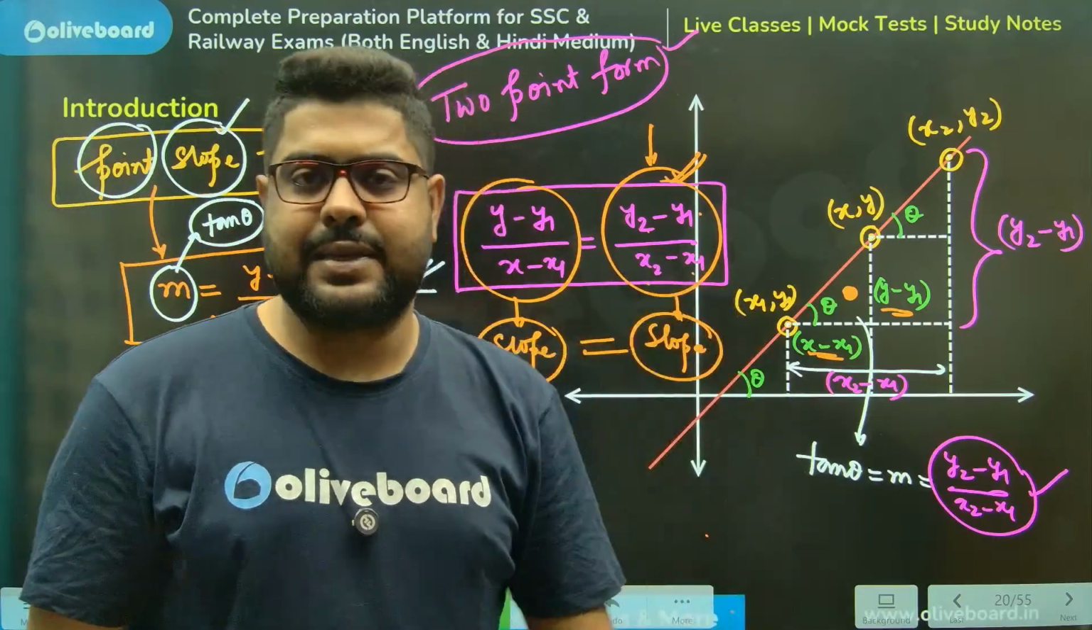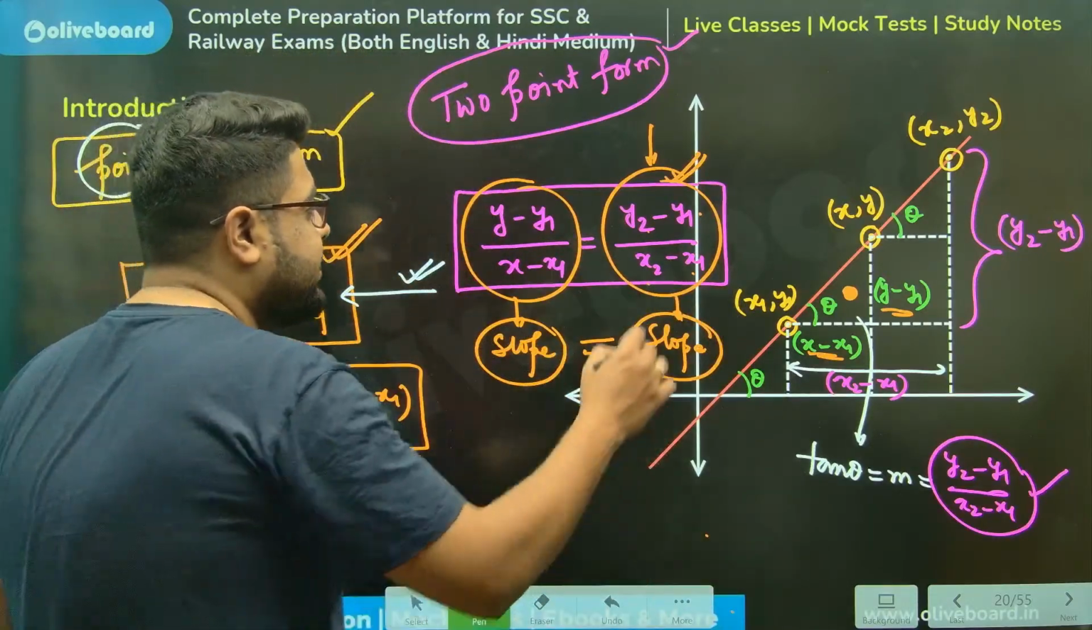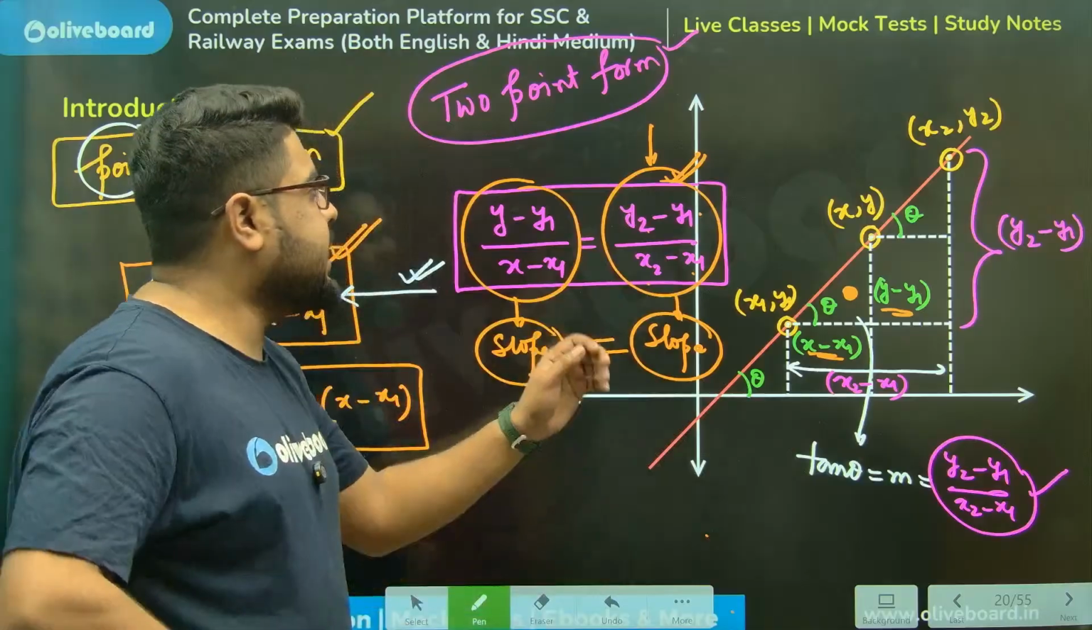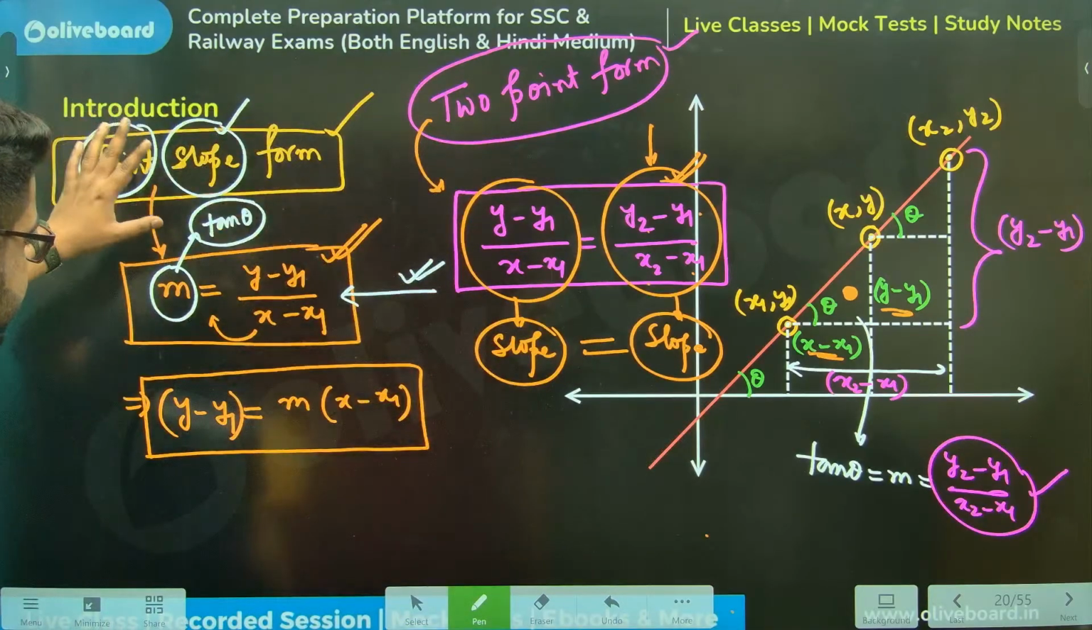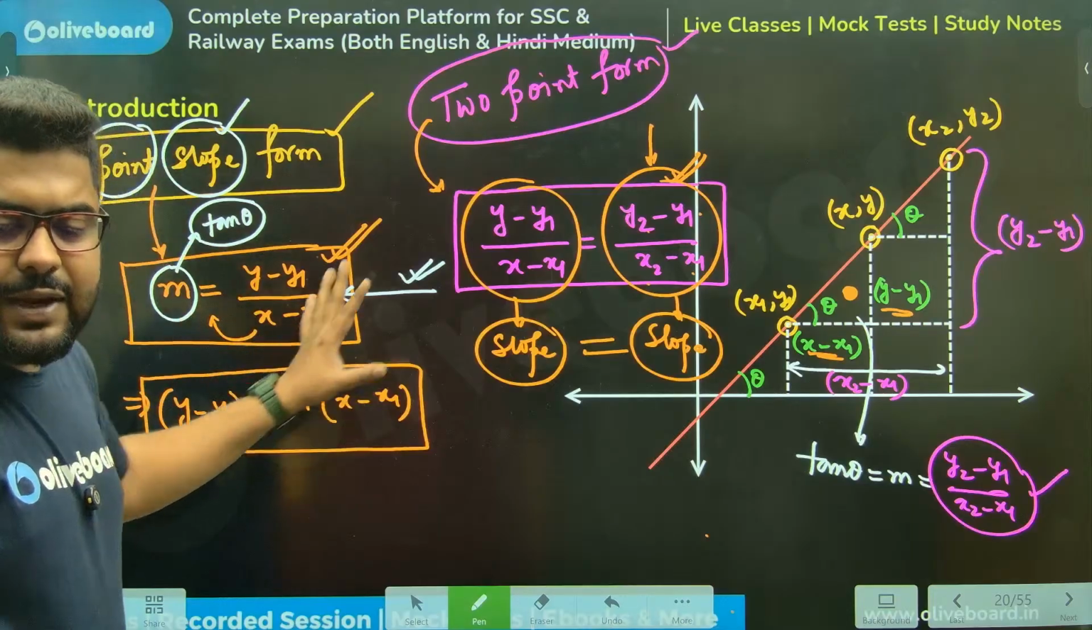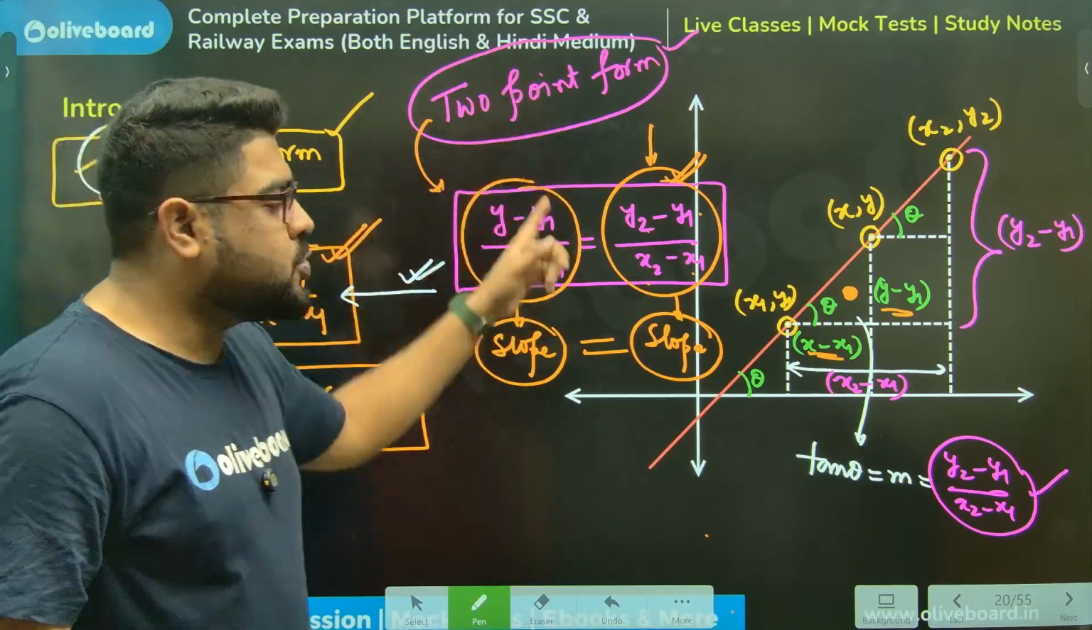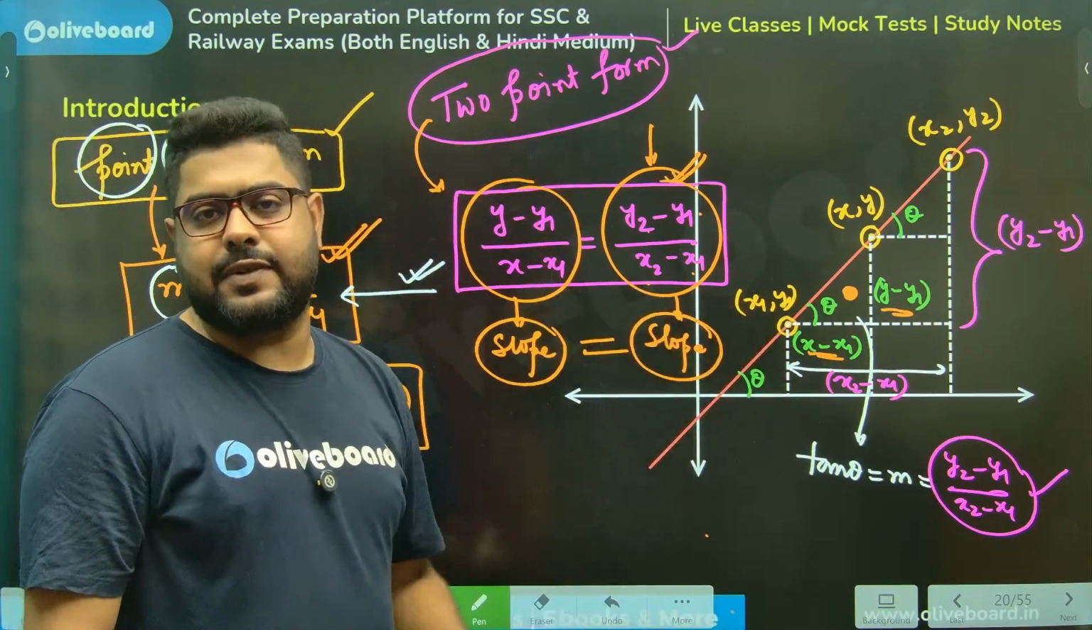Is this clear? Is this 100% clear? This is your 2-point form. So we understood point slope form when the point is given and the slope is given, and this is 2-point form when 2 points are given.